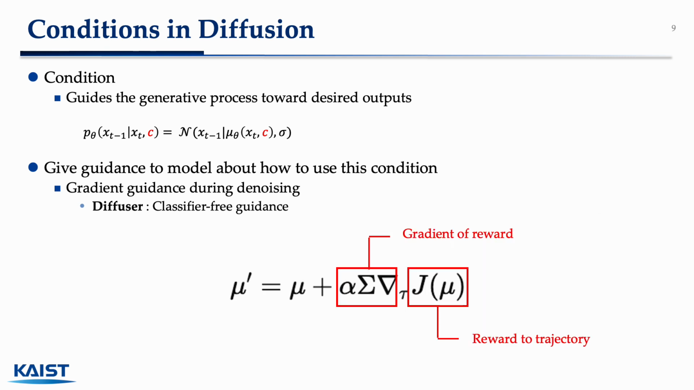During denoising, the model adjusts its prediction by adding a reward-based correction, and the updated mean is like this. Here, J(μ) is the reward for the predicted trajectory, and this is the gradient. This shifts the sampling toward trajectories with higher rewards, guiding generation toward more desirable outcomes.